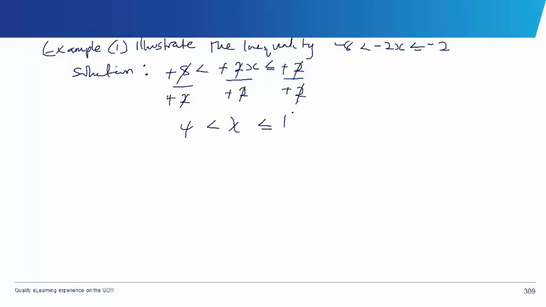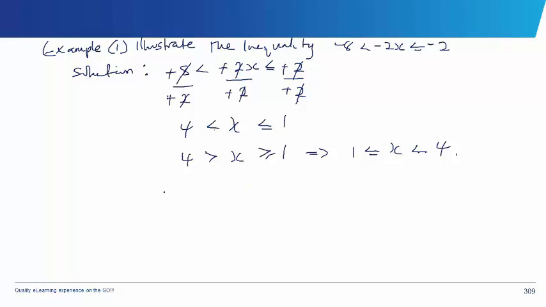Alright, remember what we said, that when a negative value divides an inequality, the sign changes. So the sign changes from greater than to less than, and from less than to less than or equal to, greater than or equal to 1. And then we can rewrite this as 1 is less than or equal to x, and then x is less than 4.